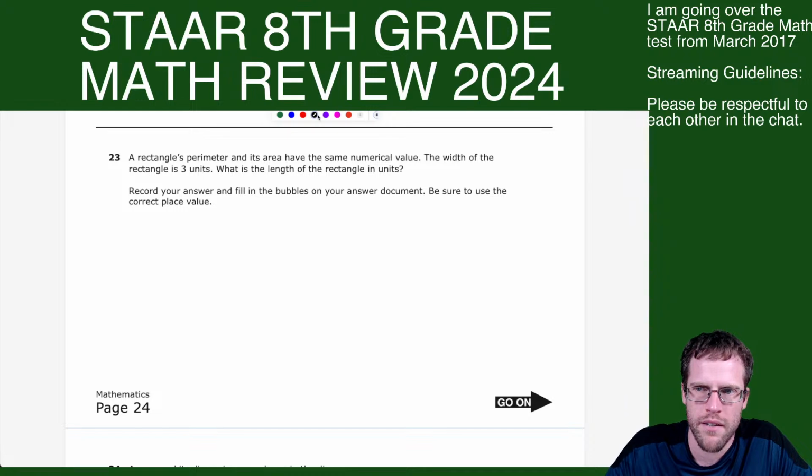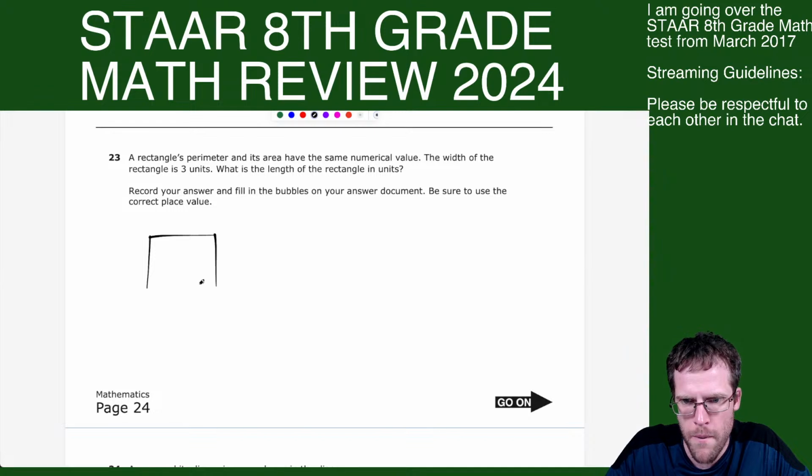So you get my take and my approach on FRQs, because they are a little tricky. They're worth a lot. I mean, it's half your test on those 6 questions. Okay, a rectangle's perimeter and its area have the same numerical value. So right away, I'm just thinking rectangle, and the length and width are going to be useful.